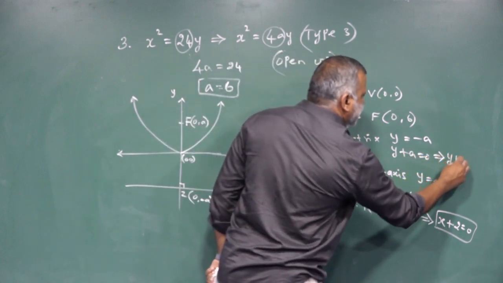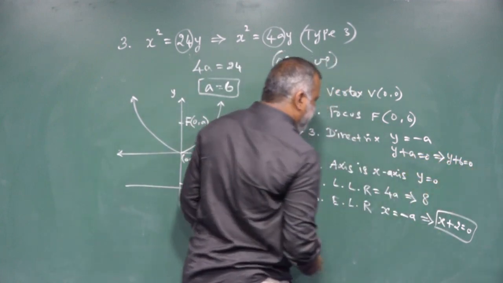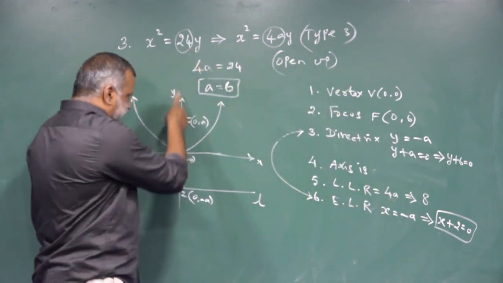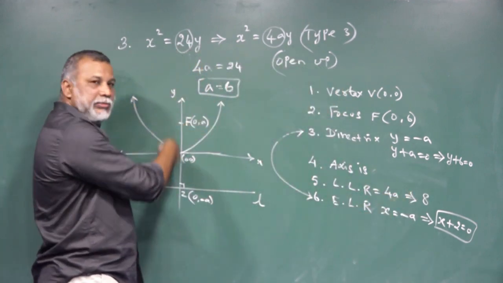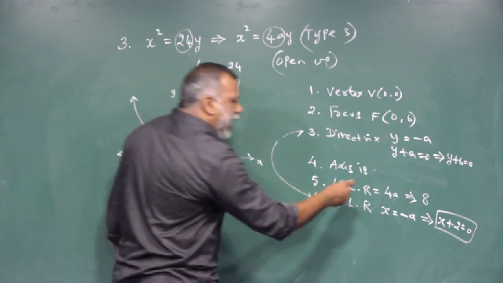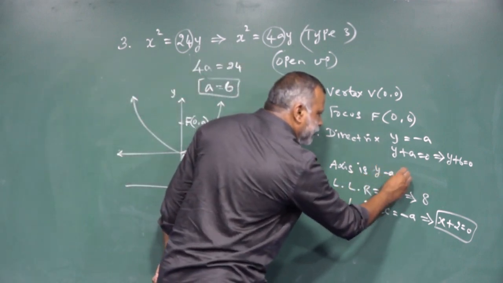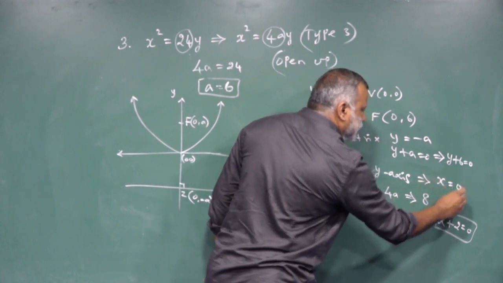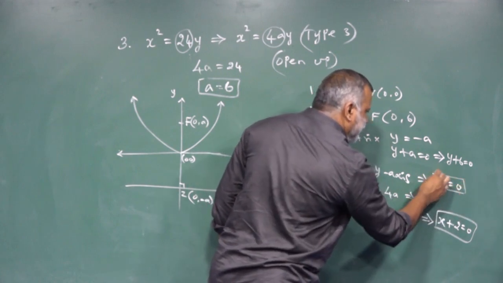Now y plus 6 equal to 0. Now the axis is here, see, this is the axis. The parabola is symmetric about the y-axis. Therefore, the axis is the y-axis. Its equation is x equal to 0. So you have to write the equation.